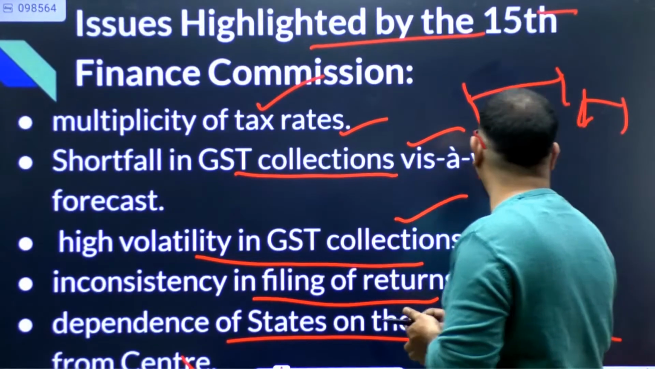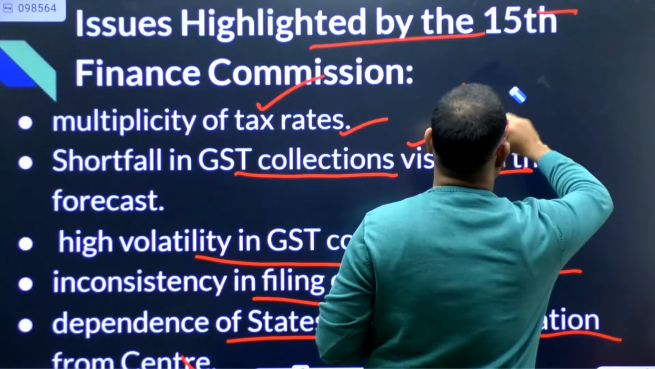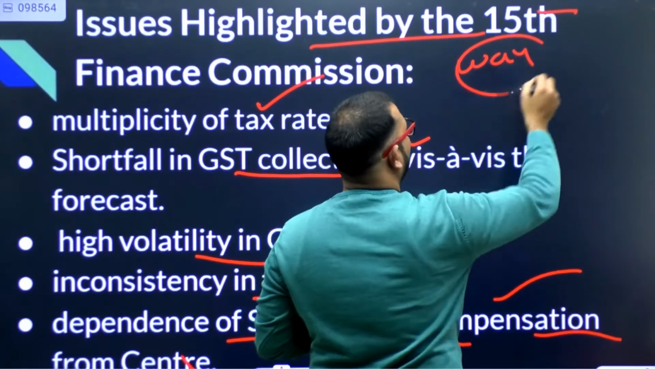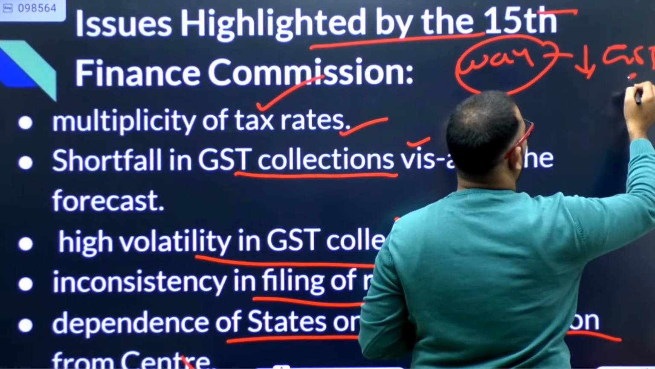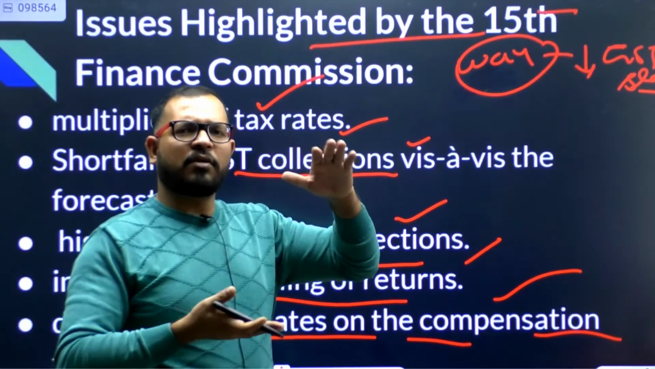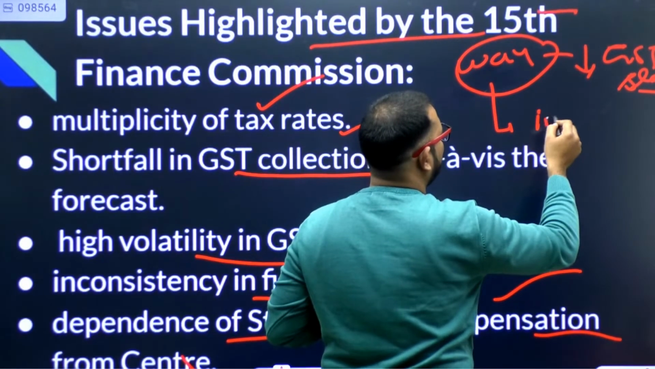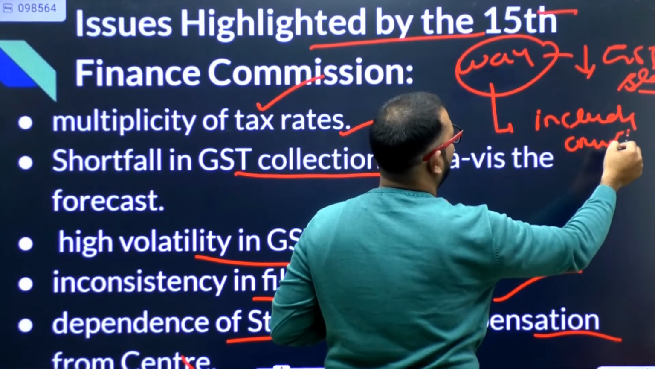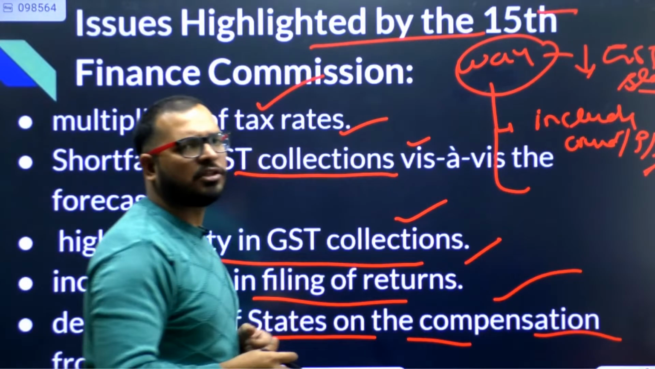So what is the way forward? First, decrease the GST slabs, either 2 or 3, not 4. Decrease the number of the GST slabs. Next, include crude oil, petrol, diesel and alcohol into the GST regime.